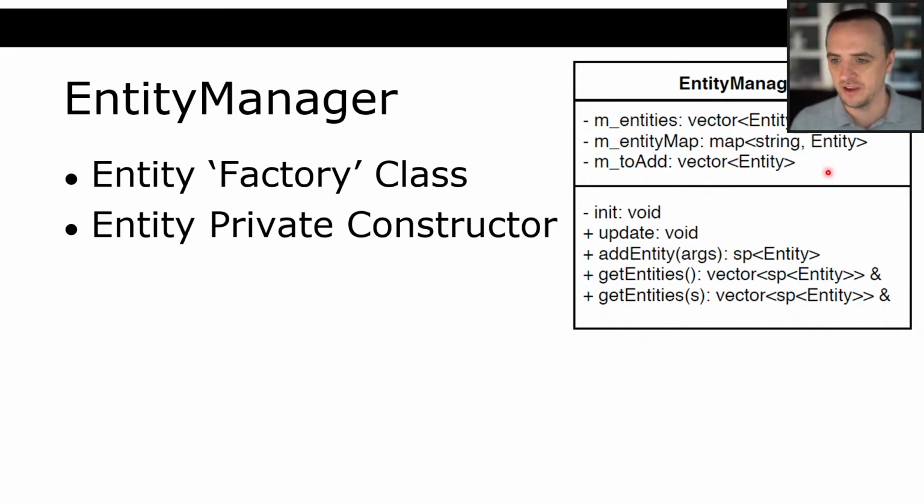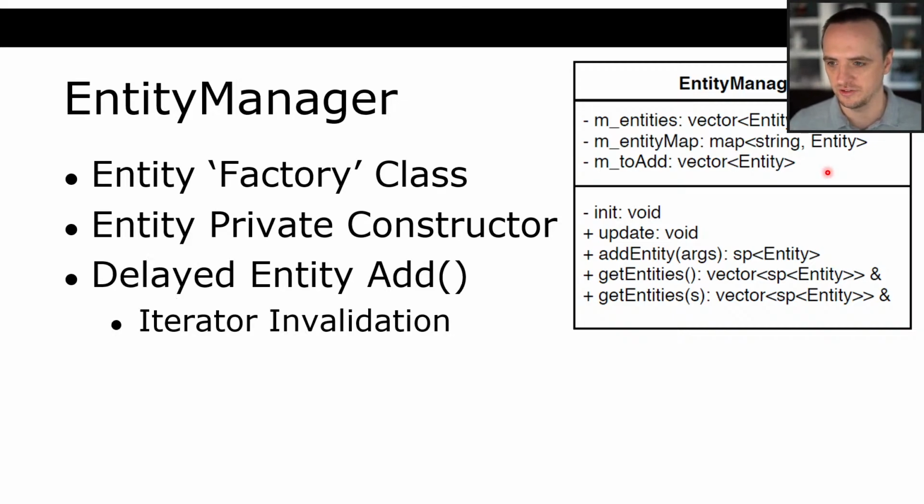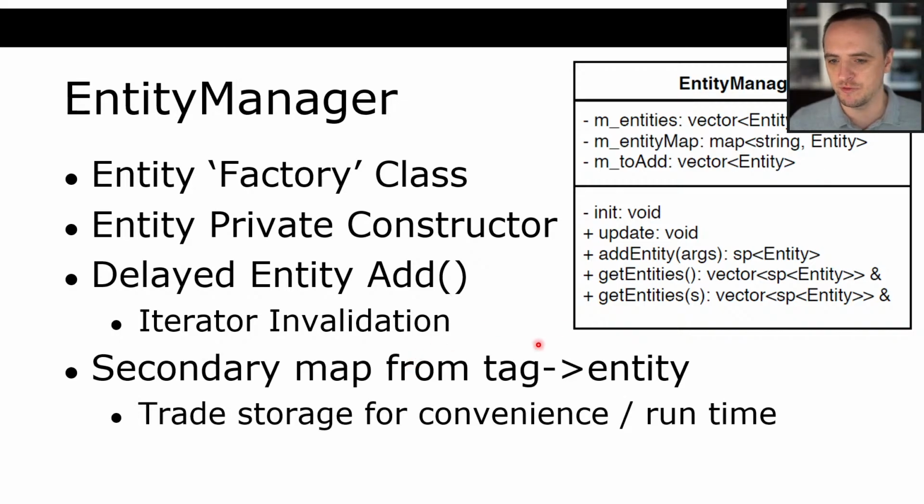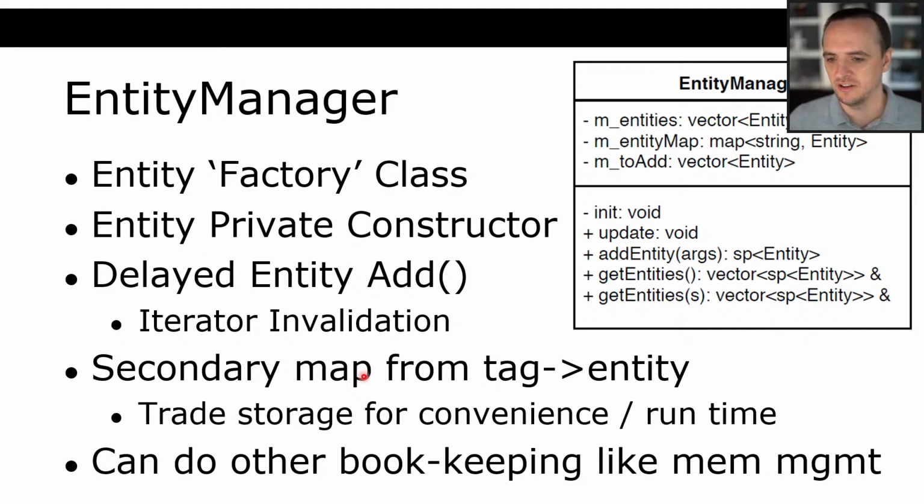Our entities have a private constructor, so that only the entity manager could handle entities. It has a delayed entity add to avoid iterator invalidation. It also handles the removal of entities. And we have a secondary map from tag to entity that allows us to trade a little bit of storage for a lot of convenience and runtime efficiency. And this can also help us do other bookkeeping, let us know how much memory we're using, how many entities we're creating per second, and all sorts of cool stuff.